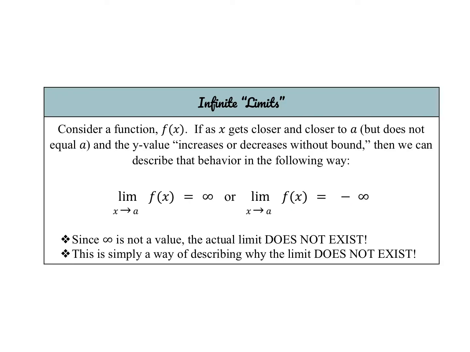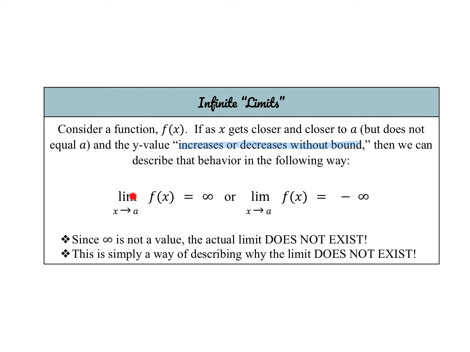All right, so next we're going to talk about this idea of what's called an infinite limit. So consider a function f of x. Same scenario: as x gets closer and closer to a, but does not equal a, the y value increases or decreases without bound. This essentially just means that your graph is going to head towards positive or negative infinity. Then we can describe the end behavior in the following way with a limit.